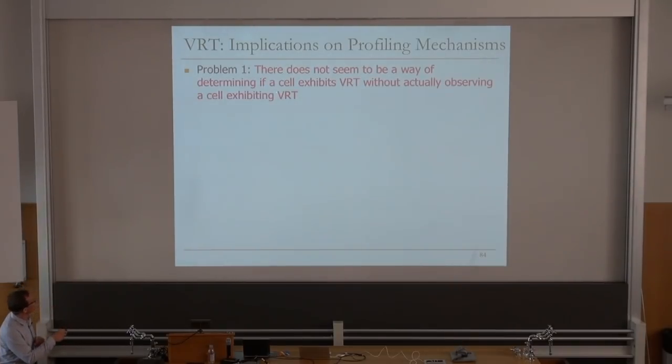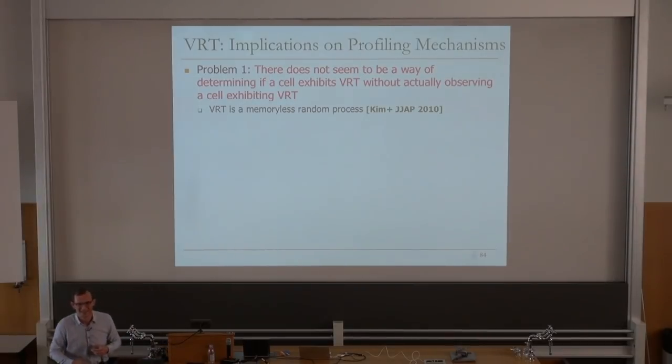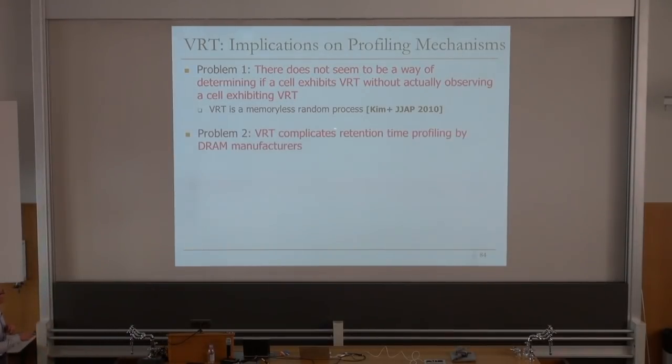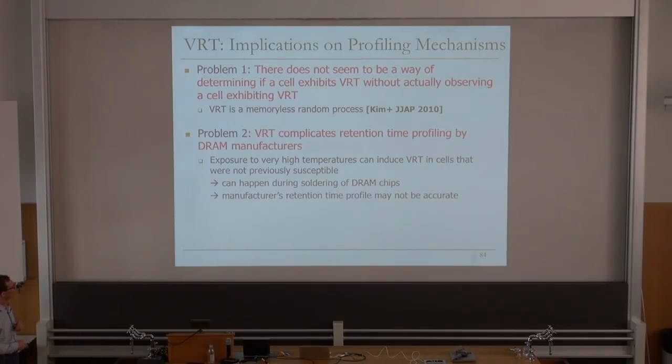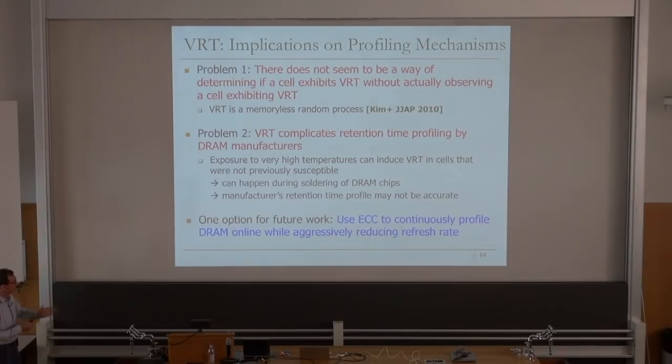There doesn't seem to be a way of determining if a cell exhibits variable retention time without actually observing a cell exhibiting VRT. This is, in many words, saying that this is a random process. And VRT complicates retention time profiling. Basically, the manufacturer retention time profile may not be accurate because once you install the memory into the system, you may change the profile significantly. So this is what we suggested.